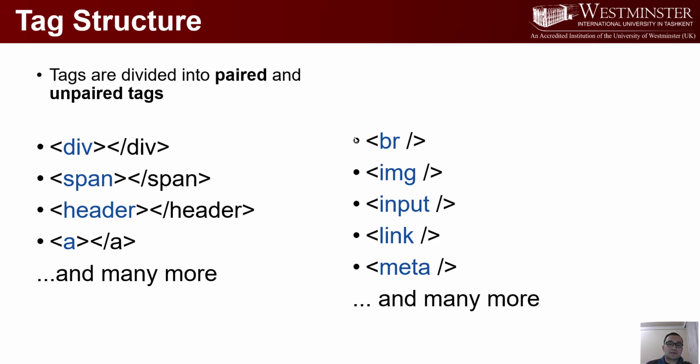What are unpaired tags? In unpaired tags, we don't have pairs. We don't have opening and closing tags separately. An example is BR, which stands for break, for a new line. So what we do is we open an angle bracket, write the name of the tag, which is BR, we put a slash, and we put a closing angle bracket. As you can see, in unpaired tags, the tag name is not repeated twice. We have many more unpaired tags which you can explore later.